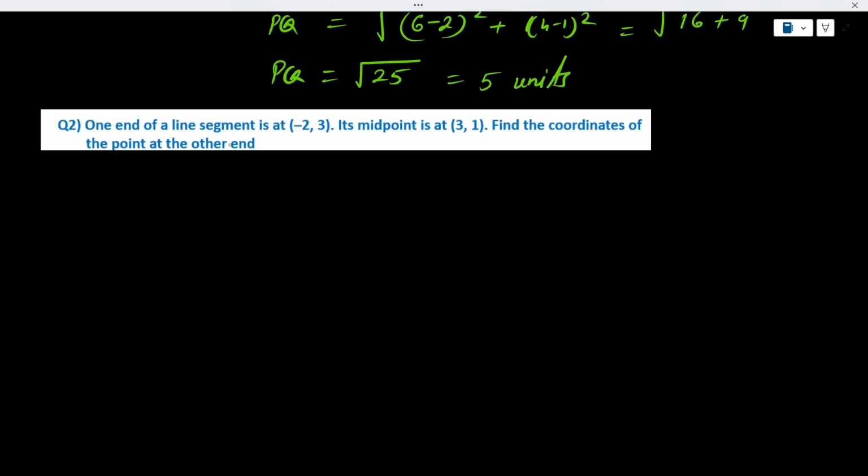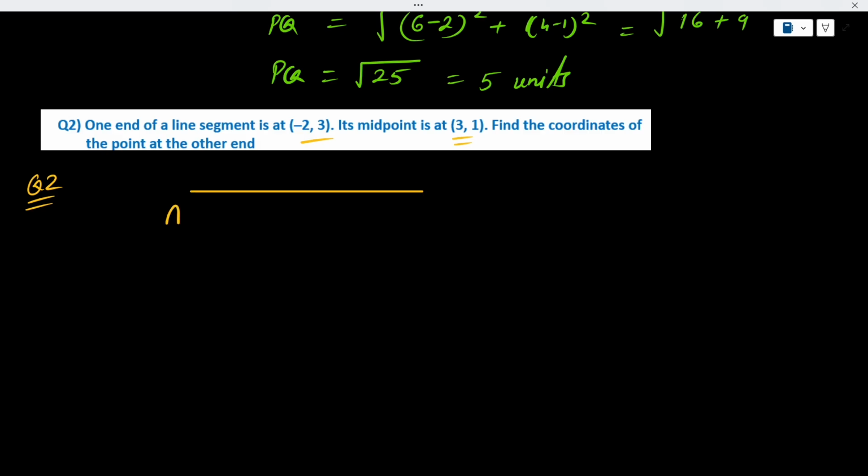So it can be P or Q. It's minus 2 comma 3. The midpoint is given, which is 3 comma 1. Find the coordinates of the point of the other end. That's why I said please draw the rough figure so it's easy to solve the questions.